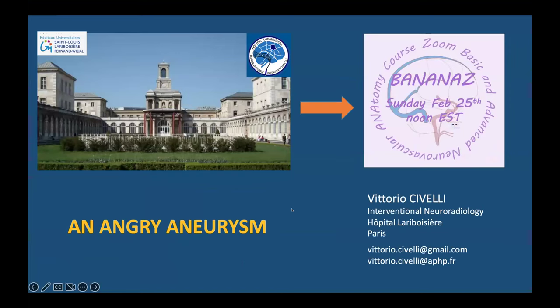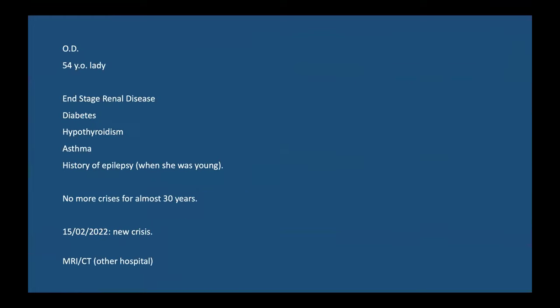Yeah, perfect. Okay, great. So thank you very much, Maxime, Eitan, and everybody. The neuroangio is less anatomical. I hope not to be too much off topic, but it's quite a special case to me. So I'm happy to share it with you, to have your comments, criticism and suggestions. It's a case of a 54-year-old lady with end-stage renal disease, diabetes, hypothyroidism, asthma, and a history of epilepsy when she was quite young. But she didn't experience any crisis for almost 30 years. And in February 2022, she had, for the first time, a new crisis.